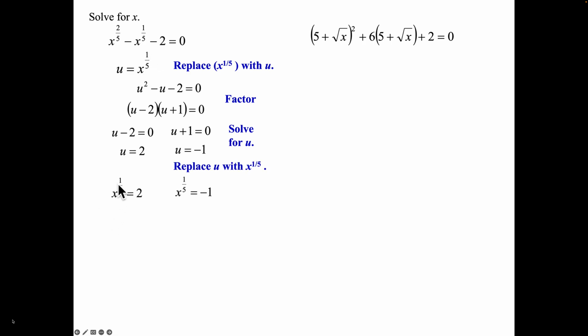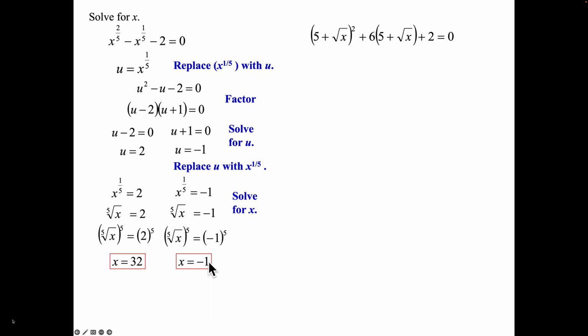Now remember, fractional exponents are like radicals. This is the same as saying the 5th root of x to the 1st power. So to get rid of the 5th root, you take it to the 5th power. So 2 to the 5th is 32. Negative 1 to the 5th is negative 1.